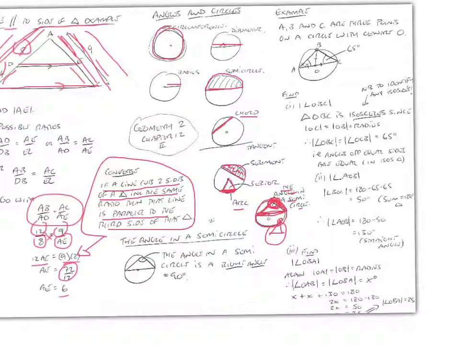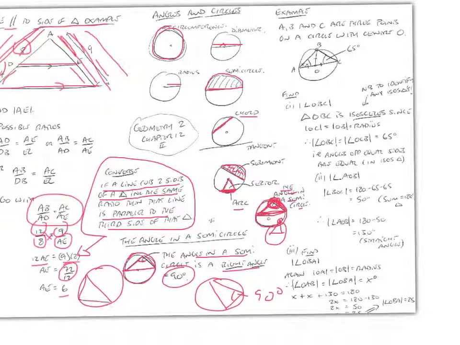Okay, let's look at the angle in a semicircle. Here's a circle. Here's a line through the diameter. Here is a triangle formed, and where the vertex of the triangle touches the circle, the angle in the semicircle is a right angle. It's always 90 degrees. So if I go like this, this angle is always 90 degrees. However I draw it, that's always 90 degrees.